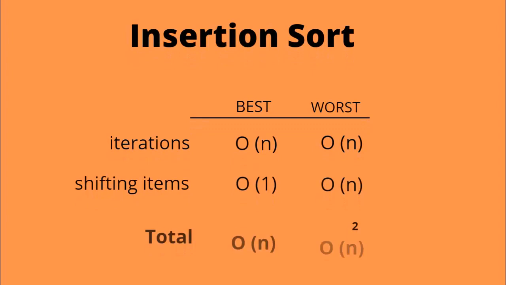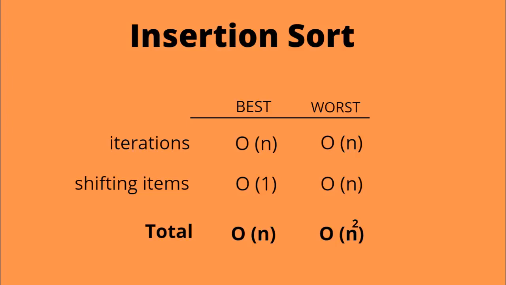Now the time complexity. For the iteration, we are reading one item at a time, so it's O of n operation for both the best and the worst case. And to shift the items, if the items are already in the correct place, we don't do anything, so it will be O of 1 operation.